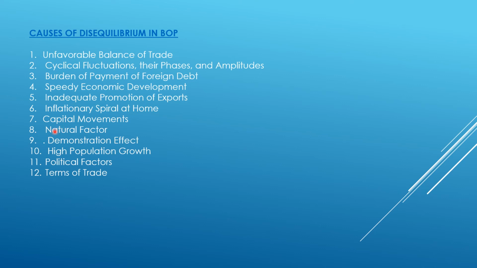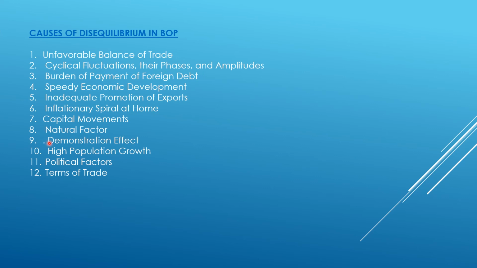The next cause is natural factors. Sometimes due to natural factors, industrial and agricultural production in the country falls, resulting in exports decreasing but no cutoff in imports seen. So here BOP, balance of payments, becomes adverse.